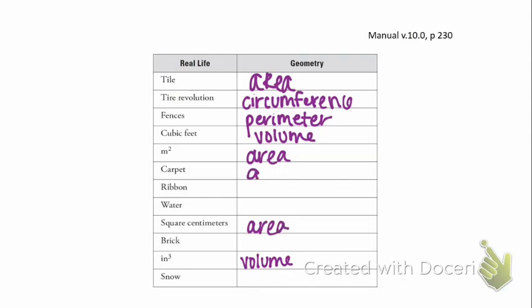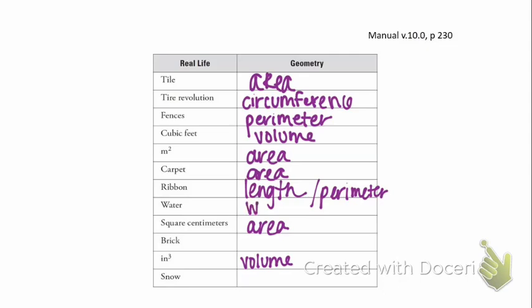Laying carpet, that's similar to tile. They're usually asking about the area. Ribbon, this one always confuses me. I don't know how many questions the ACT uses with ribbons, apparently a lot. They put perimeter. Honestly, I would just say length. I don't know. That's a weird one to me.